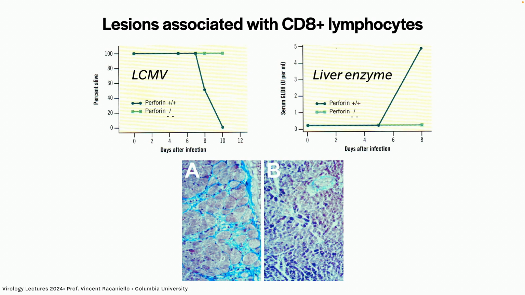It's a host response to virus-infected cells, which is lethal. On the right is another measure of virulence. It's the presence of a liver enzyme in the blood.